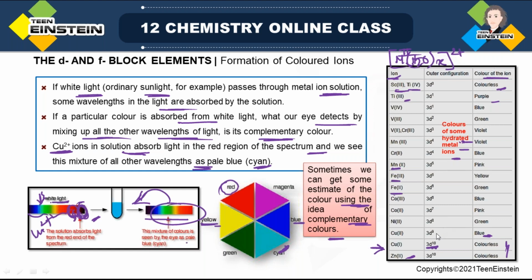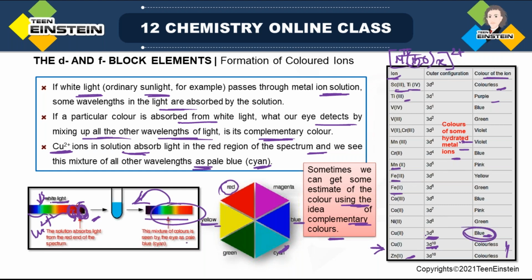And also remember one thing, that when it is 3d9, that means one unpaired electron is present. Fine. And when it is 3d1, then also one unpaired electron. That means these two situations are actually analogous. So that is why we will find some similarity in the color. That is, if you have two systems, one having 3d1 configuration and another having 3d9 configuration, both will have almost similar color. So that is why, see here, copper 2 is blue.